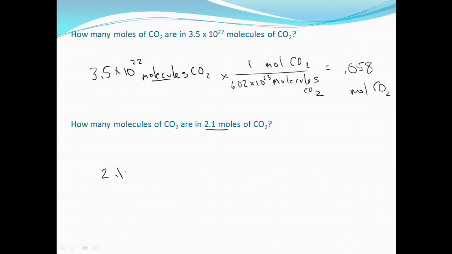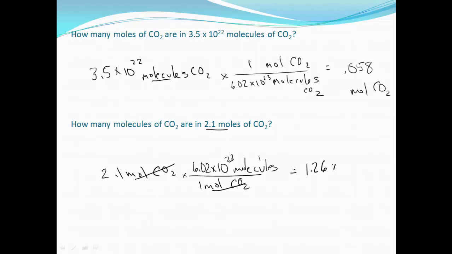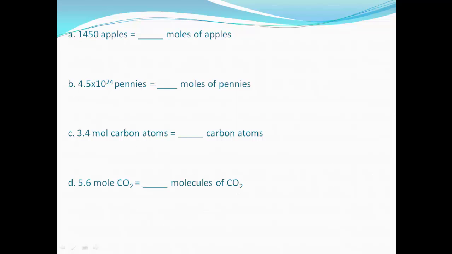We have 2.1 moles of CO2. And we're going to calculate molecules. So again, 1 mole of CO2, 6.02 times 10 to the 23rd molecules. Moles cancels, so when we do the math, we'll have molecules left. So 2.1 times 6.02 times 10 to the 23rd gives us 1.26 times 10 to the 24th molecules. Okay, let's move on.